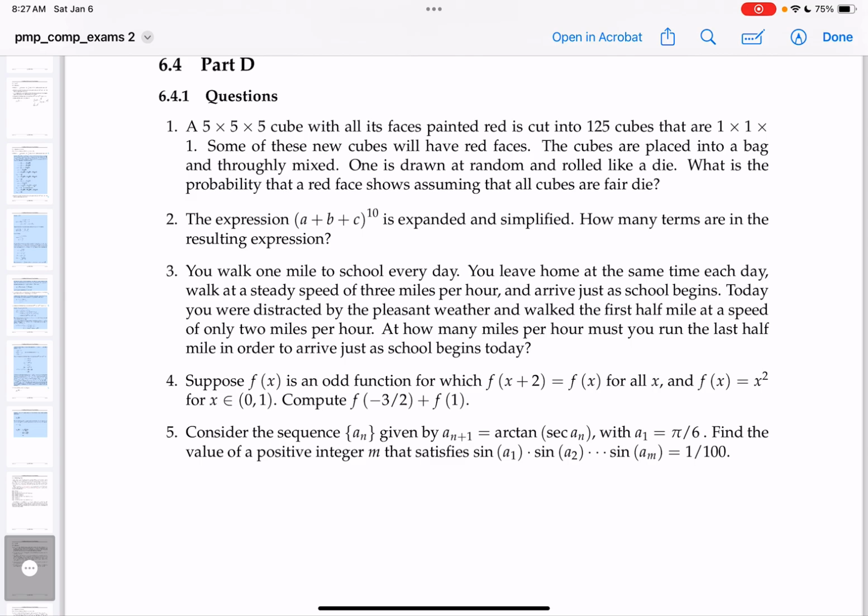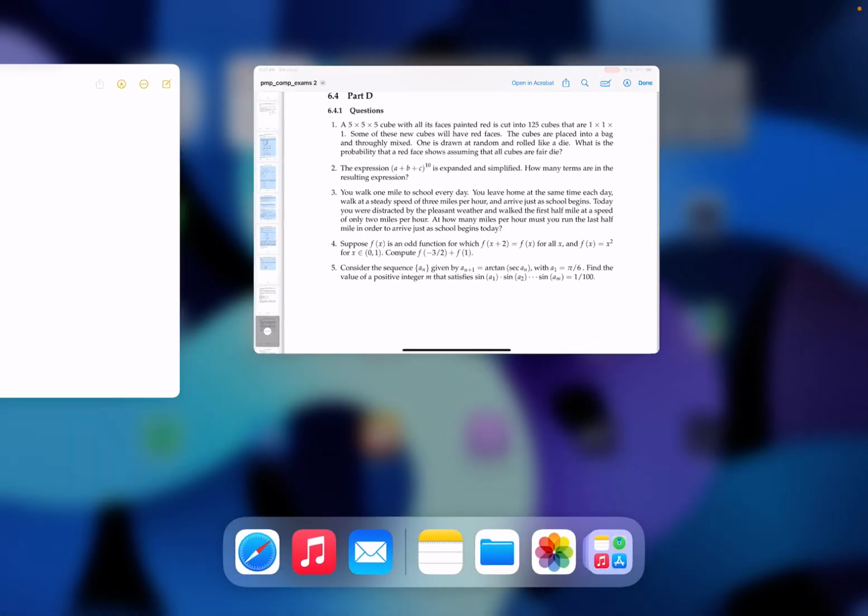Let me see, red face shows, assuming that all cubes are fair, okay? Would it be a fair die? All right, let's go to the whiteboard and try to visualize what they just said. So I got this cube. It looks like this over here. Again, just trying to visualize what they said.